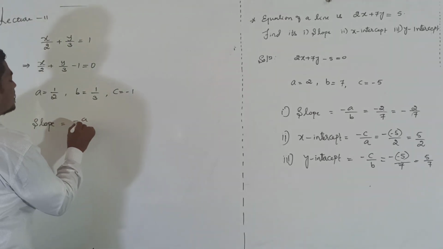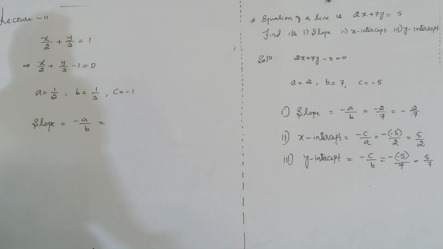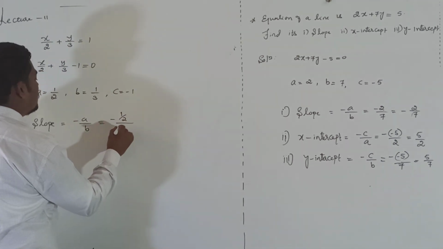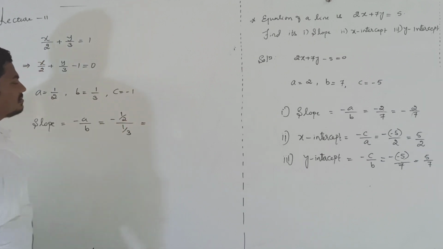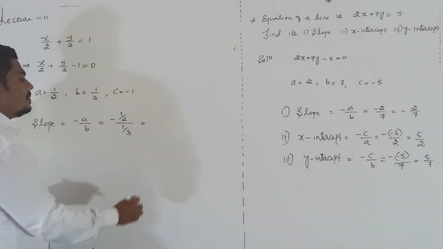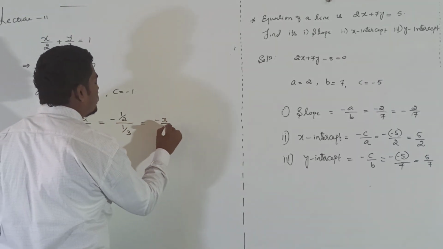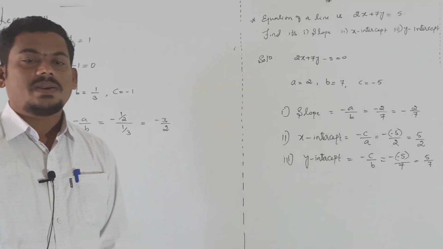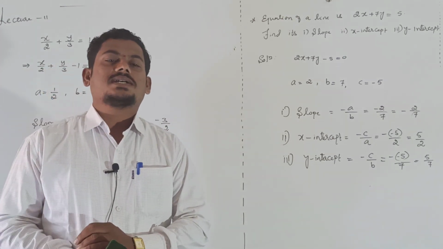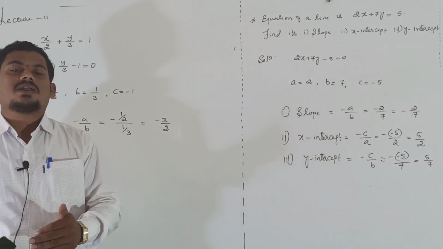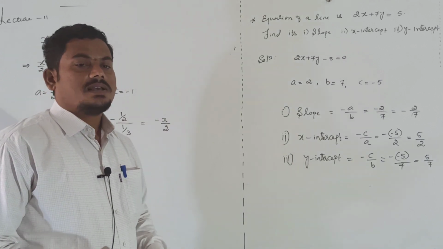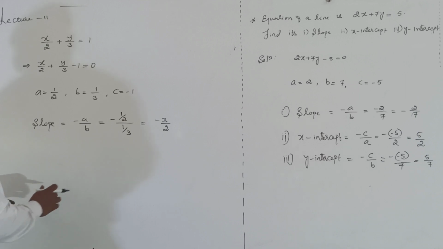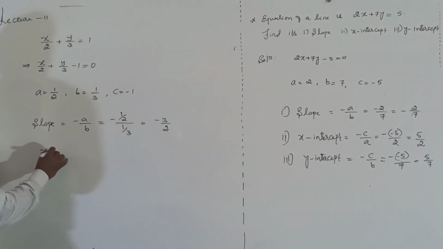First question, slope. Slope is equal to minus a divided by b, that's equal to minus, what is a value? 1 divided by 2, divided by what is b value? 1 divided by 3. The denominator of the denominator becomes the numerator, so it will be minus 3 divided by 2. It is one of the important 1 mark questions. For 1 mark they just ask either x-intercept or y-intercept or slope. Probably they ask the slope of this line, right, minus 3 by 2. Then what is x-intercept?